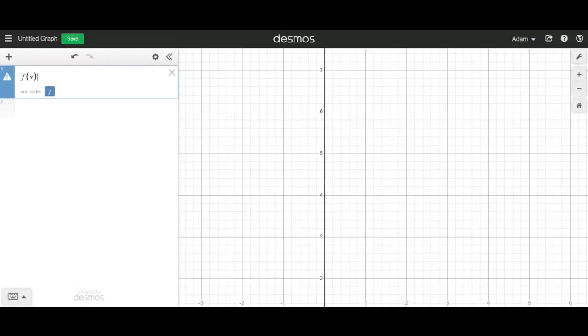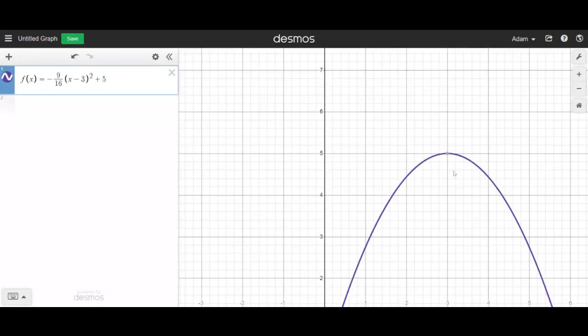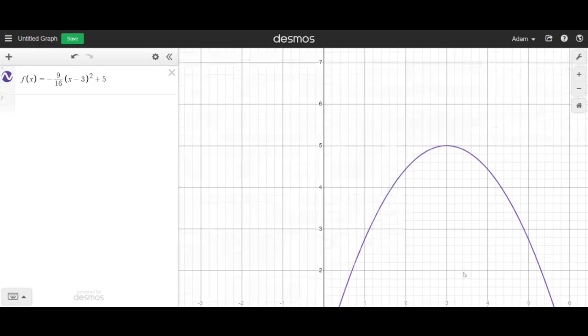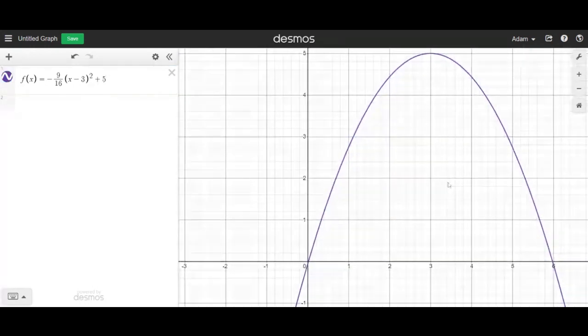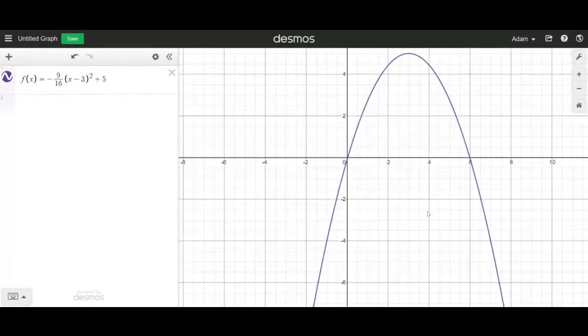So we have f of x equals negative 9 divided by 16. Press the right arrow key. You have to be careful because you don't want the rest of it in the denominator, so you have to get it up here. x minus 3 squared plus 5. And you can see here's our graph. You may have to click and drag to move it around or zoom out.